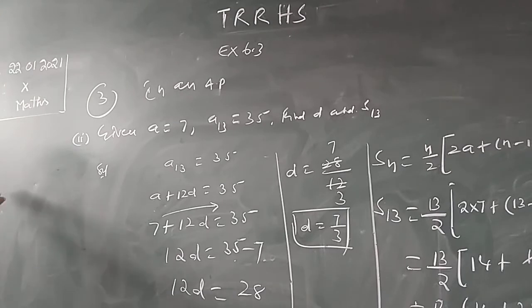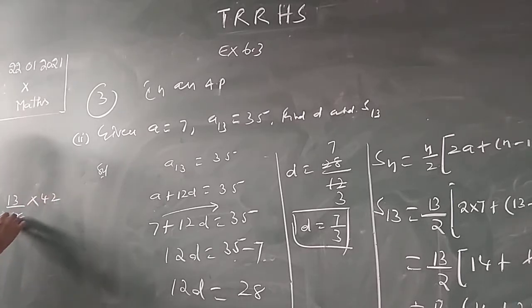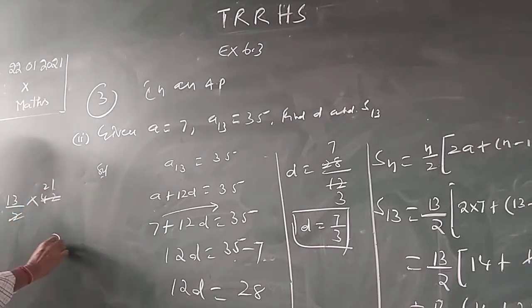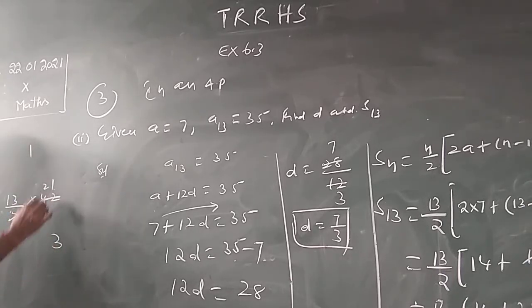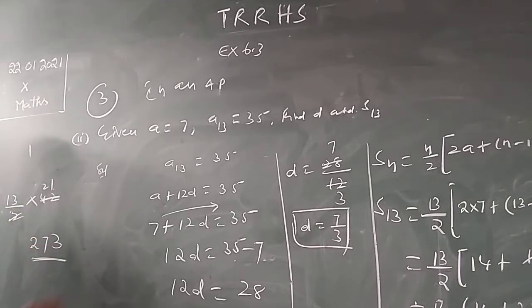So here S13 is equal to 13 by 2 into 14 plus 28, 42. 2 21 is 42. So it is equal to 13 into 21, that is 273. So sum of the 13 terms is 273.